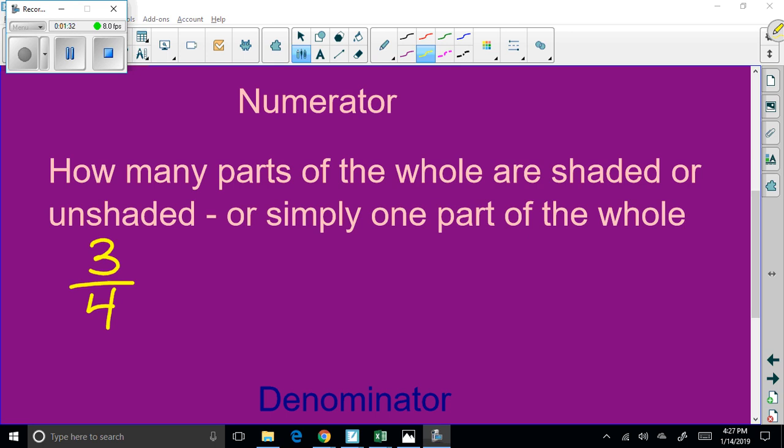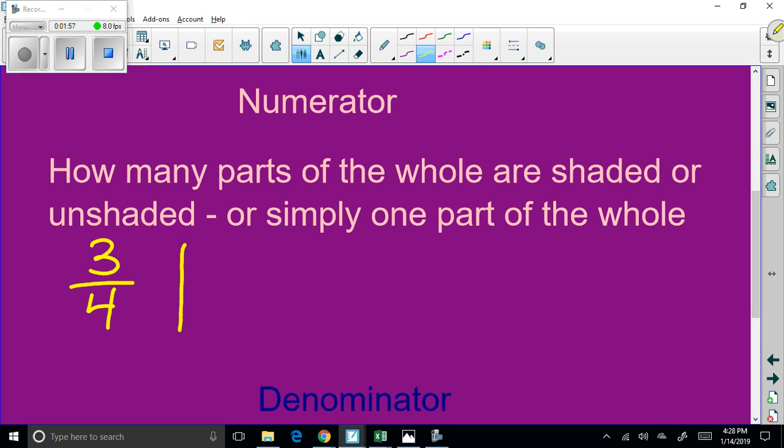One of the important things about a fraction is it has 2 numbers, a top number and a bottom number. The top number is called the numerator. It is how many parts of the whole are shaded or not shaded. Or you can say, if you're talking about a pizza, how many pieces are eaten or not eaten. The numerator is how many pieces you're referring to.